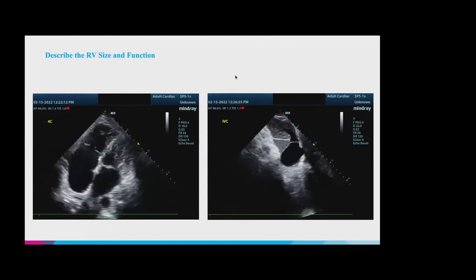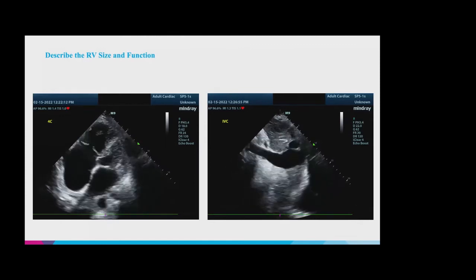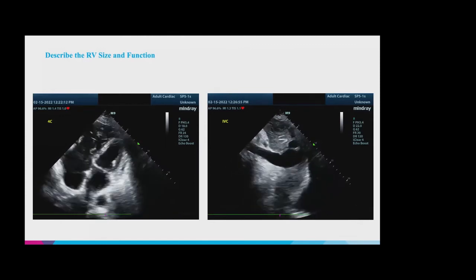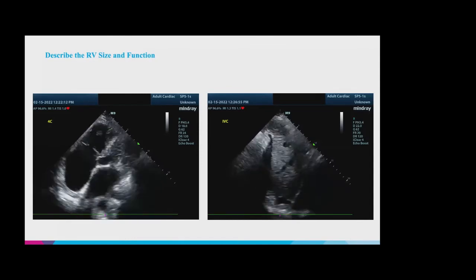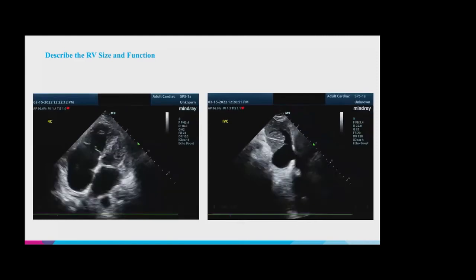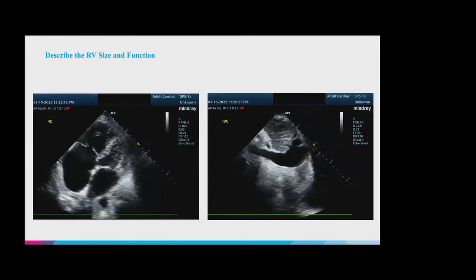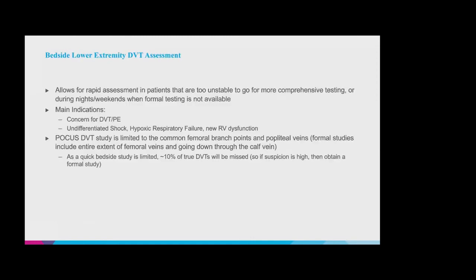Yeah, so this is excellent. And this was a patient that the ultrasound wasn't interested. So you guys can get excellent views and really make interesting diagnoses. All right. Any questions about RV size, function? We're just going to spend maybe now 10 minutes going over DVT studies. And feel free to interrupt me whenever something doesn't make sense.